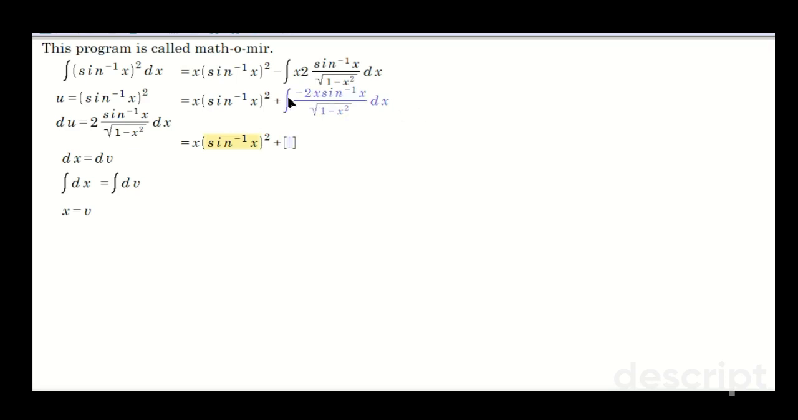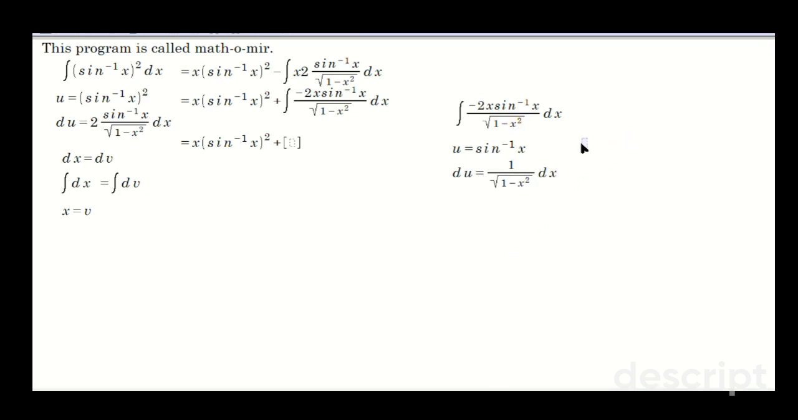We have this integral here. So we have this negative 2x sine inverse of x over the root of 1 minus x squared dx. Okay, so first what we can do is set u equal to sine inverse of x. Why? Well, because look, when you differentiate, you're going to have the root of 1 minus x squared in the bottom. So du will be equal to 1 over the root of 1 minus x squared dx.